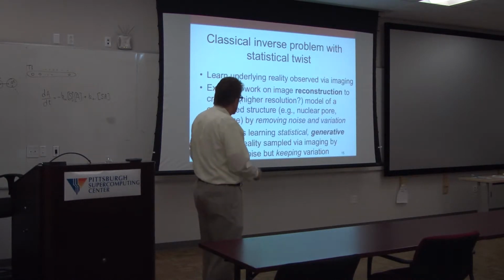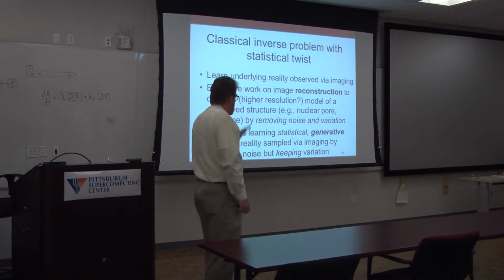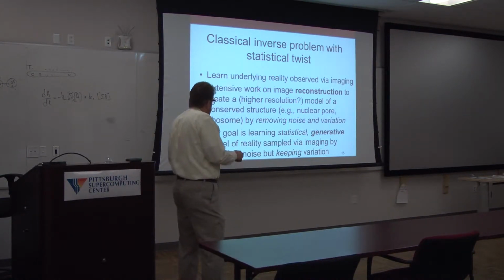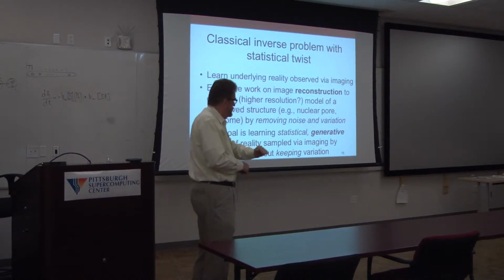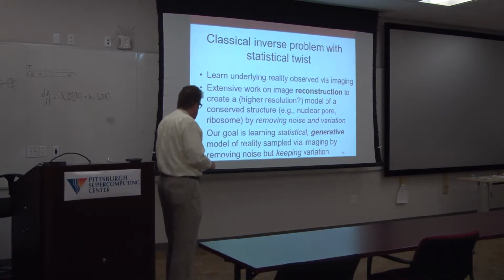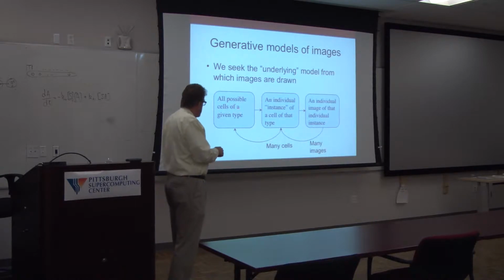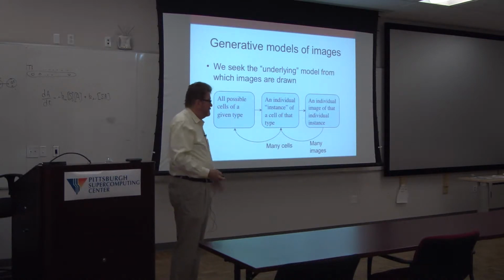So the first thing we want to do is learn the underlying reality behind that. That's what that reconstruction does. But then, again, the goal is to go beyond reconstruction to the generative model. We want to remove the noise but keep variation. That's a very important thing. This model captures variation of cells, right? It is not just one cell.